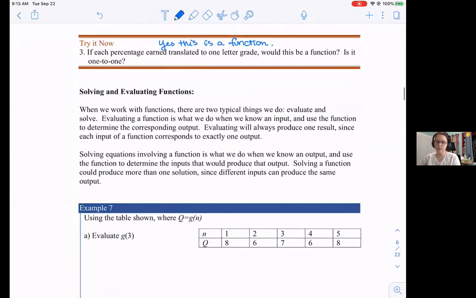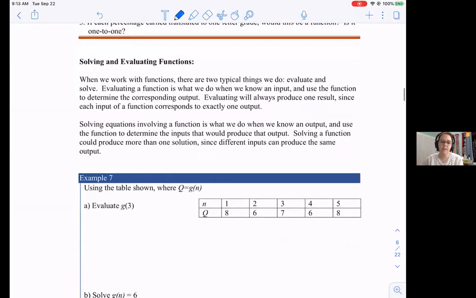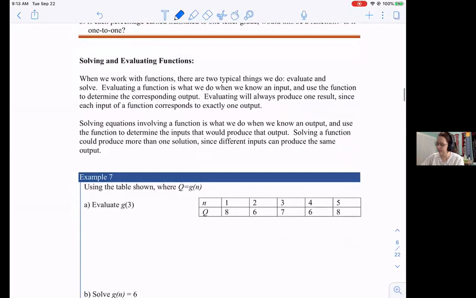So when we're working with functions, there's two things they typically ask us to do. Either evaluate a function like g of 3, that means given an input, find the output, or solve a function, which means given the output, find the corresponding input. In this one, we're given a table where n is our inputs and q is our outputs, and we're told to evaluate g of 3. So if 3 is my input, all I need to do at the table is see that there's a 7 for the corresponding output. When you give your solutions like this, write them out like g of 3 equals 7.